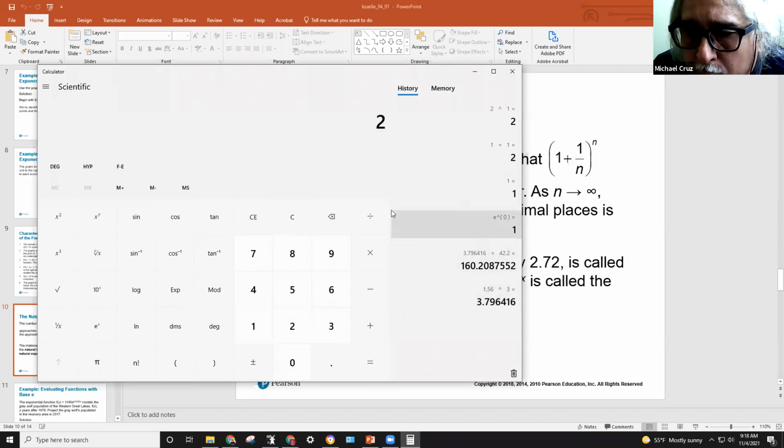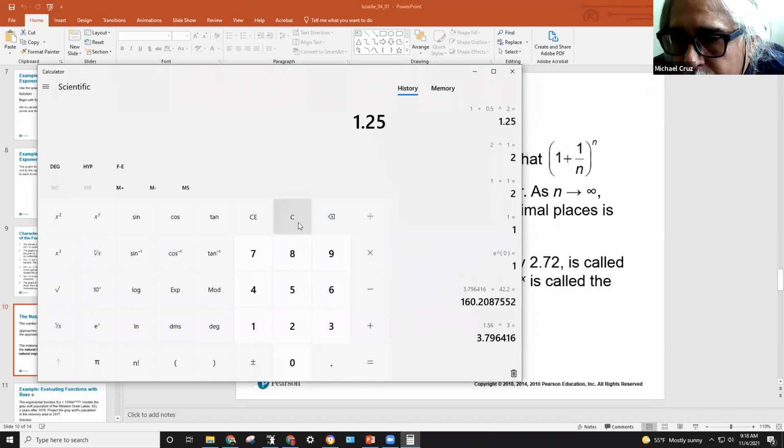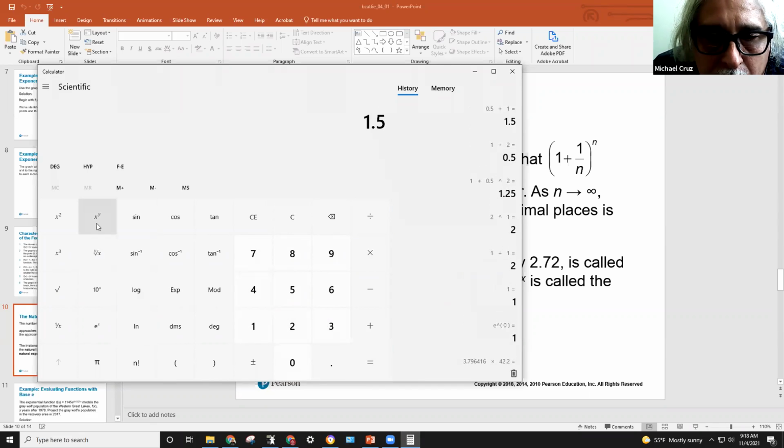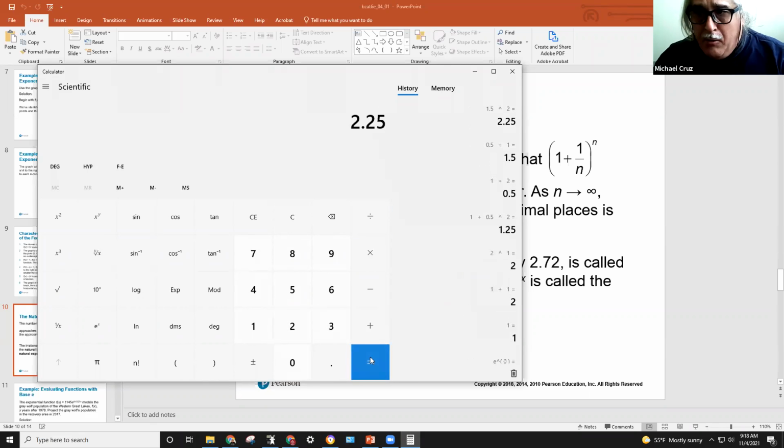And then if we put in a 2 for it, so that's 1 plus 1 over 2, which would be 0.5. I'll do it backwards: 1 divided by 2 plus 1. And then we're going to take it to the second power. There we go. See, it's starting to go out further and further.